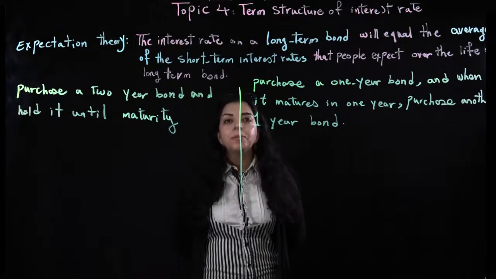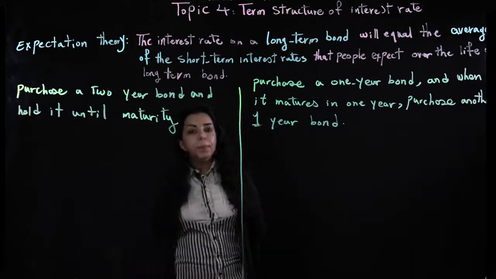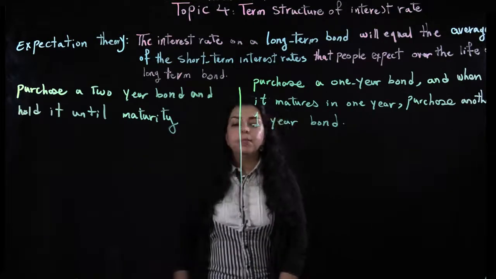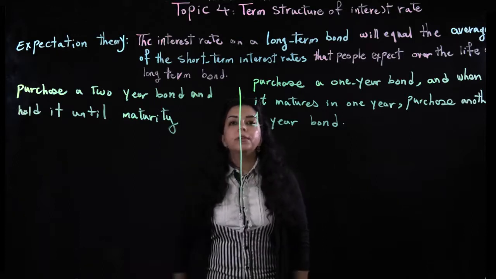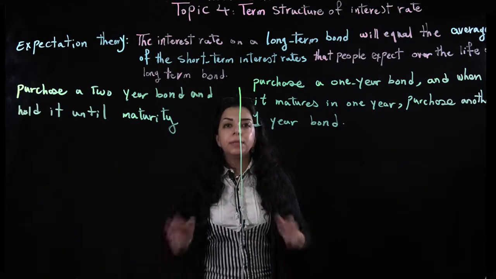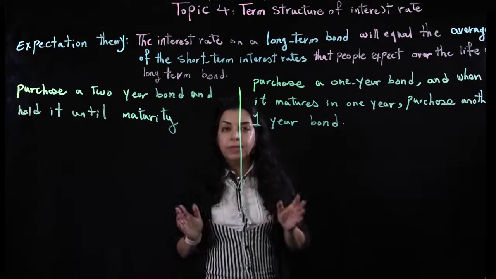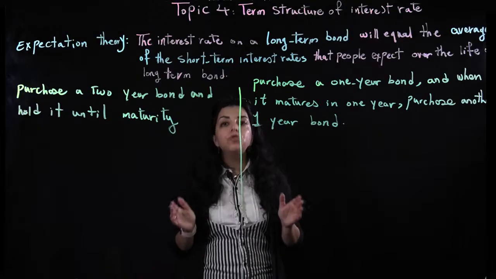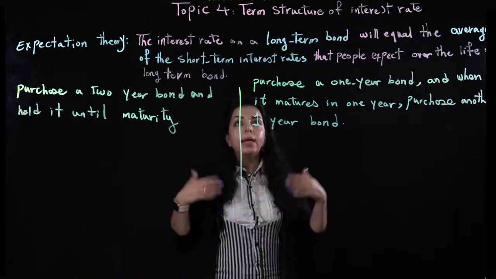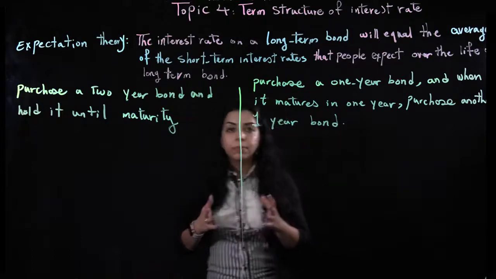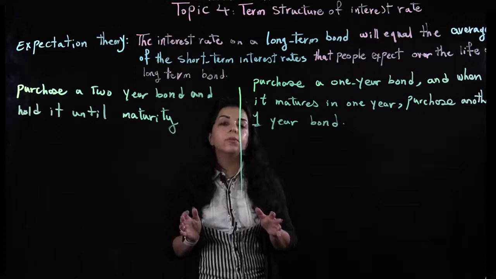Our topic is about the term structure of interest rate. You remember that once we were discussing the risk structure of interest rate, we assumed that the bonds have the same term structure. So it means that we were assuming that the maturity of the bonds that we are comparing are the same. In the term structure topic, we assume that the risk structure of the bonds is the same.